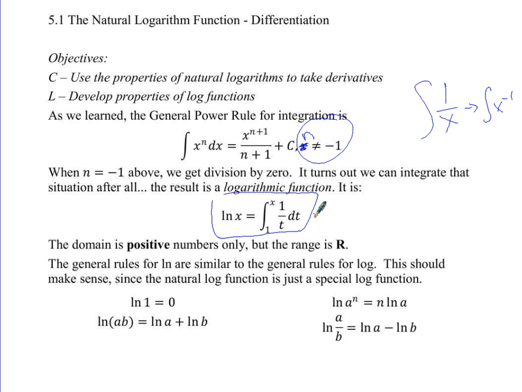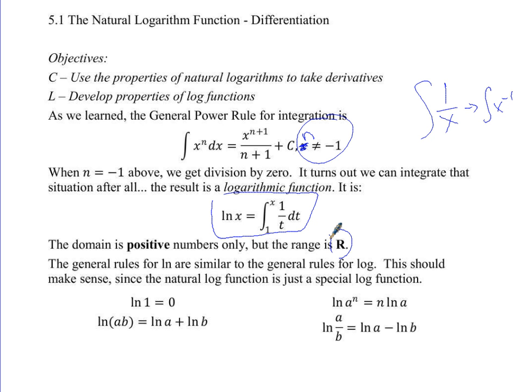But we're dealing with differentiation in this section. So that means if I take the derivative of the natural log of x, what do I wind up with? If I take the derivative of the natural log of x, I wind up with that, 1 over x. Okay? So that's where we're headed. The domain of the natural log of x is positive numbers only. But the range is that bold R means all real numbers. And we'll take a look at the graph of the natural log of x here in a little bit, and you'll see that the domain is only the positives.